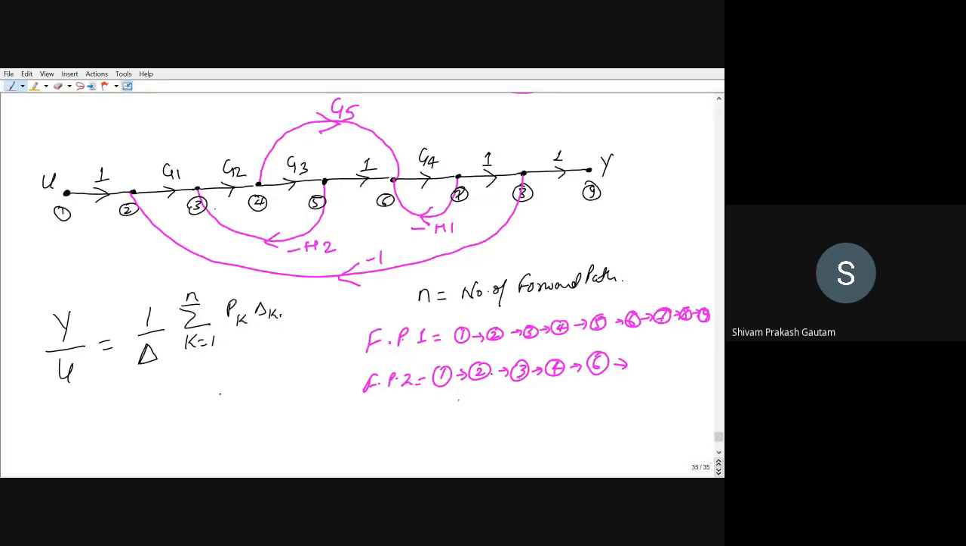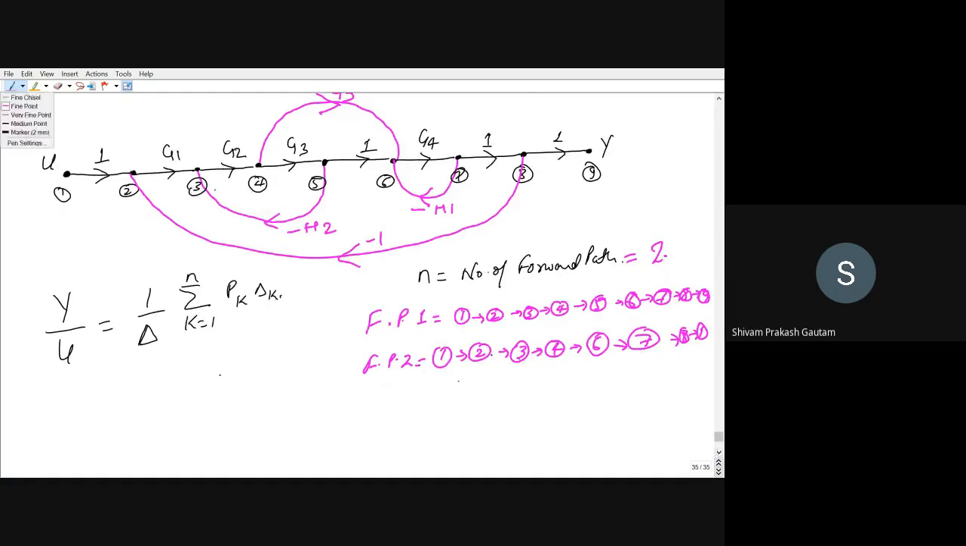From node 6, it is going to node 7. From node 7 to node 8, then again to node 9. So this is the second forward path. Now check, are there any other forward paths? Check it. No, sir. Okay, so there are no other forward paths. So our value of n will be equal to 2.